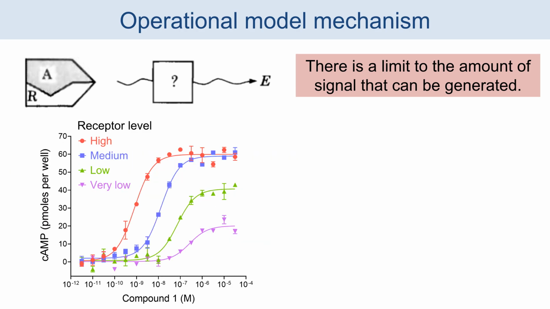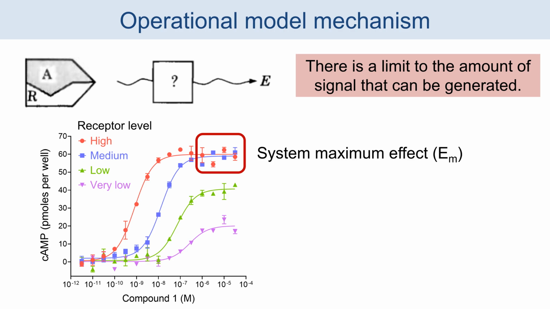Let's bring up our graph again. This assumption provides a simple explanation for the results we see. Specifically, it explains why the Emax hits a ceiling as we increase the receptor expression level in our experiment here. We don't just keep increasing the cyclic AMP forever. Eventually, we reach the point here where the receptor is saturating the signal generating capacity of the system.